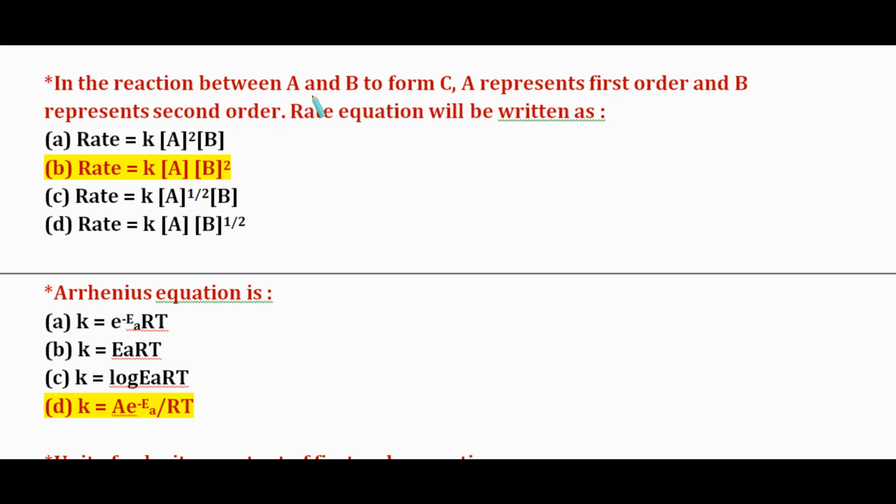In the reaction between A and B to form C, A represents first order reaction and B represents second order reaction. Rate equation will be written as: A is first order, so the power of A is 1, which is not written, and the order of B is second, so the power of B is 2. This is the correct answer. Rate K equal to A, B raised to power 2.